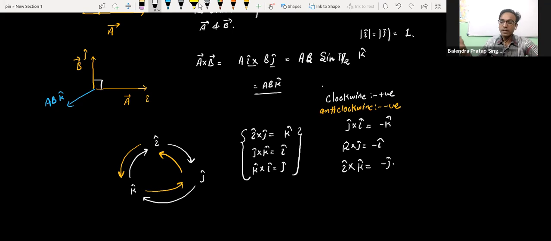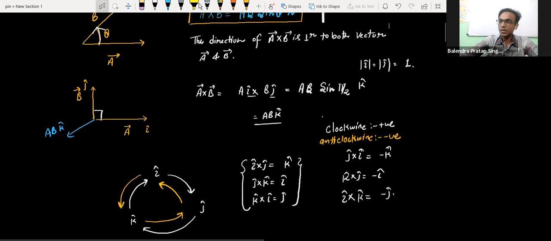Note it down, then I will discuss the next topic, that is the main topic related to physics. This is not related to physics. This is basic mathematics, how to find the cross product of two vectors. Note it down, then I will discuss some other topic.